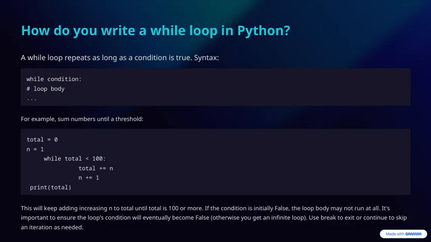In this slide, we're looking at how a while loop works by adding increasing values of n to a total until that total reaches 100 or more. The key idea here is that the loop will keep running as long as the condition total is less than 100. If at the start the condition is false, meaning total is already 100 or more, then the loop body might not execute at all.